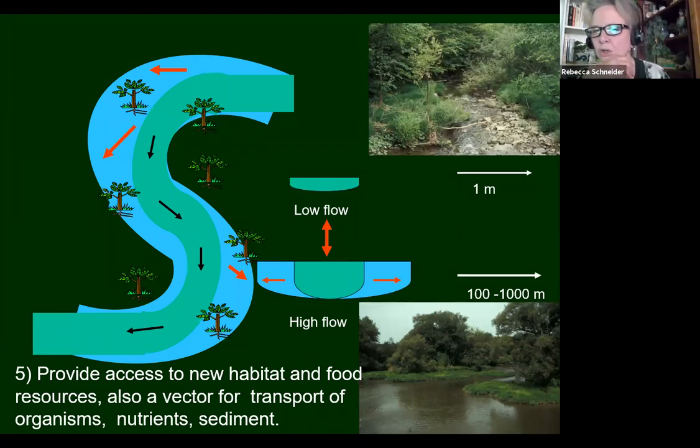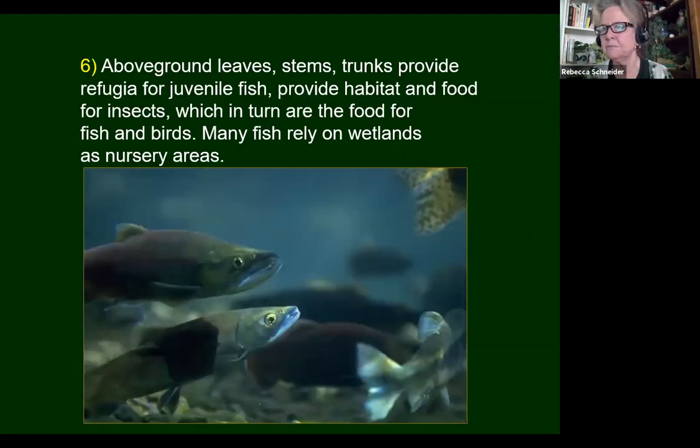When the flooding occurs, we get another benefit. That water now allows fish to access a new habitat up in those floodplains. It brings in nutrients, it brings in sediment, seeds float up there, and the fish can go there, and that's where they lay a lot of their eggs. And so that's our sixth benefit.